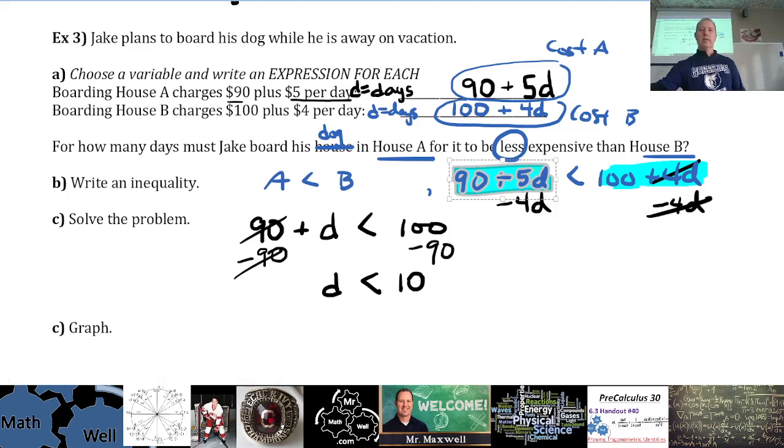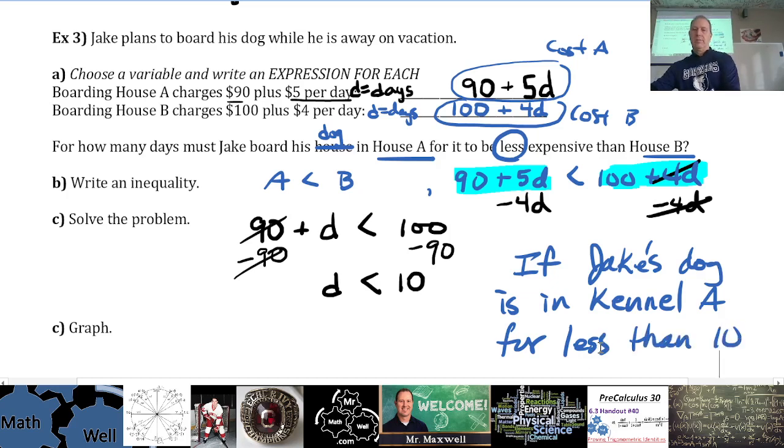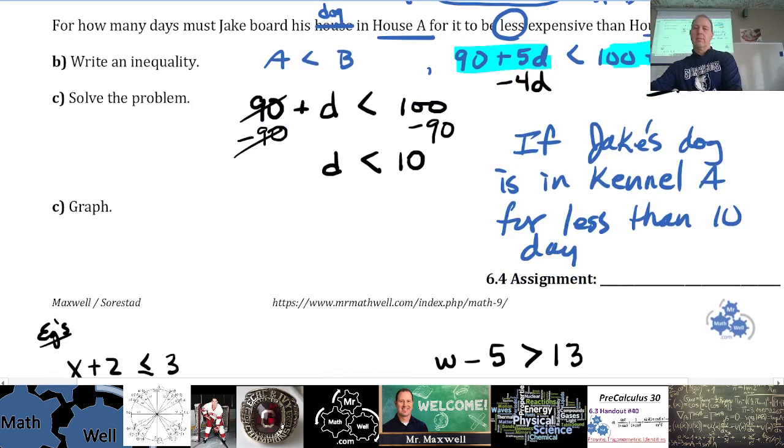So let's write a word sentence. So if Jake's dog is in kennel A, I guess it's a boarding house, whatever, kennel A, for less than 10 days, A is cheaper.